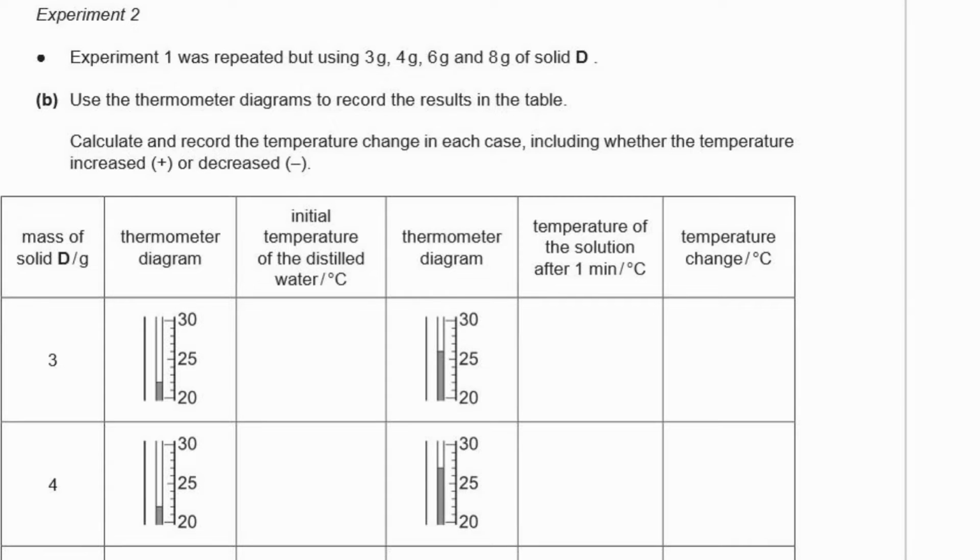Experiment 2. Experiment 1 was repeated using 3 grams, 4 grams, 6 grams, and 8 grams of solid D. B. Use the thermometer diagrams to record the results in the table. Calculate and record the temperature change in each case, including whether the temperature increased, plus, or decreased, minus. Okay, so basically it's exactly the same. We now have 4 different readings rather than 3, and we're using a different solid. So again, it should be another easy 2 marks.